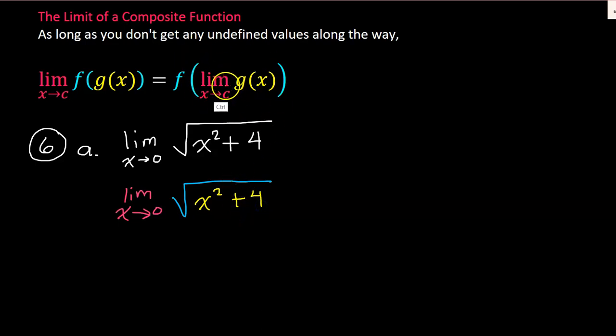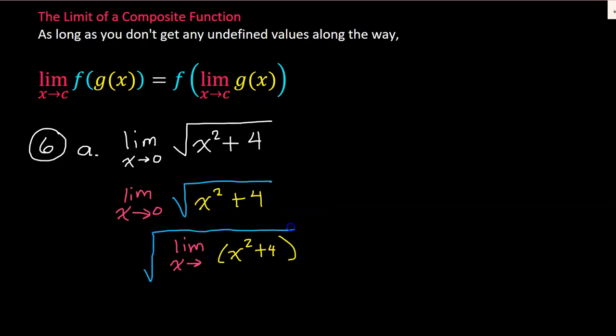It turns out that we are allowed to take the limit of the inner function first and then apply the outer function. So in this case, we are allowed to start by taking the limit as x approaches 0 of the inner function, x squared plus 4. We can do that first, and then we will apply the outer function, the square root, afterwards. Whoops, I forgot the as x approaches 0 part.